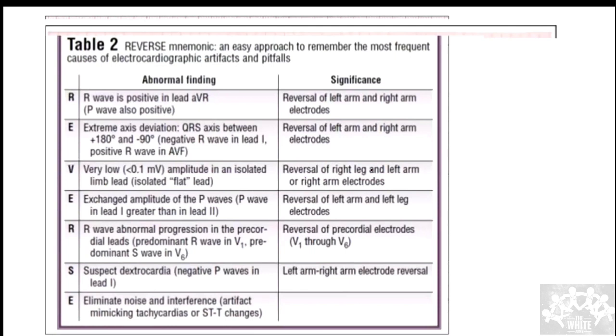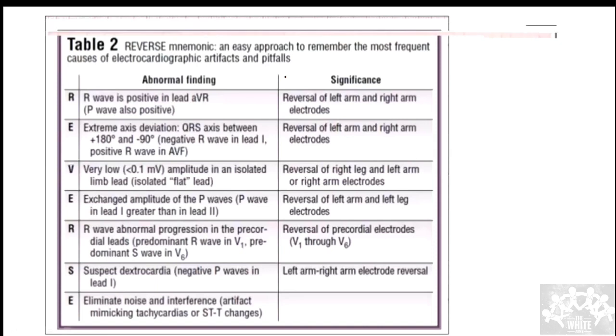REVERSE is the mnemonic to identify all these. I just took it from one of my mentors, Dr. Padmanabh Kamath, the HOD of cardiology in KMC Bangalore, who taught me the basics of ECG. These are the abnormal findings you see first. The R wave is positive in aVR, which suggests reversal of left arm and right arm. And then you see extreme axis deviation.